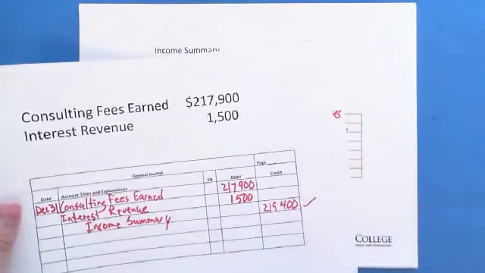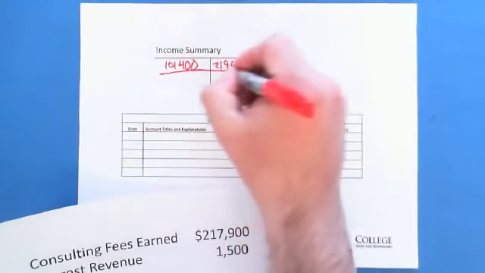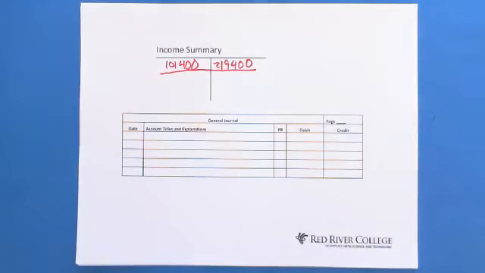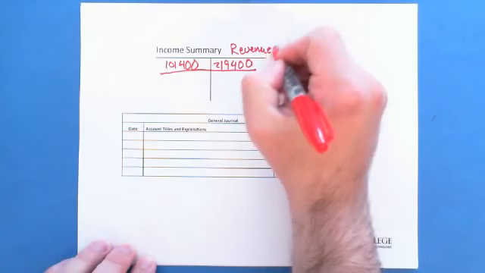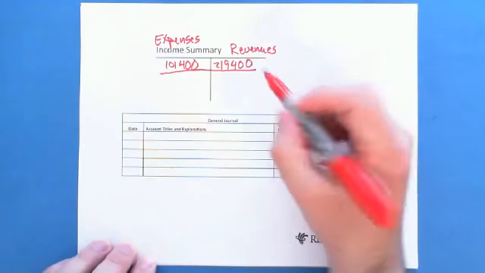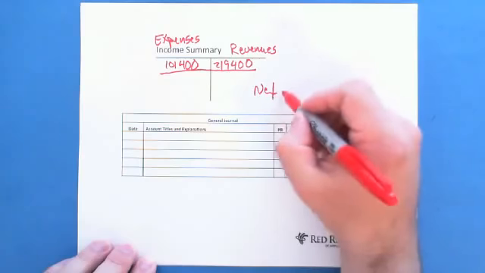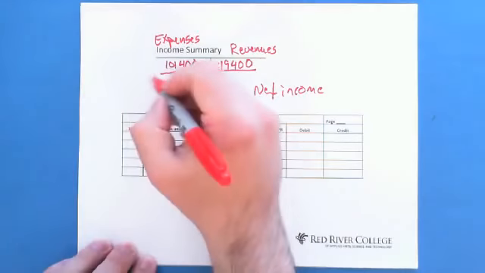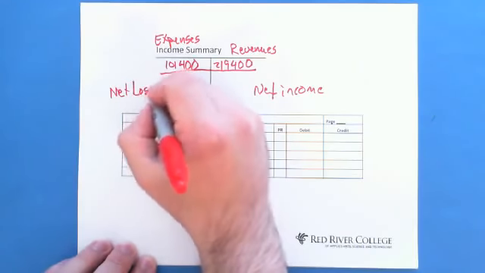And this was my credit, 219,400. So what we need to do here is find out what type of balance the income summary has, because we posted the revenues and expenses. The revenues went over here on the credit side and the expenses went over here on the debit side. So if my revenues are bigger, I end up with a credit balance, which means I have a net income. If my expenses are bigger, I end up with a balance on the debit side, which means I end up with a net loss.